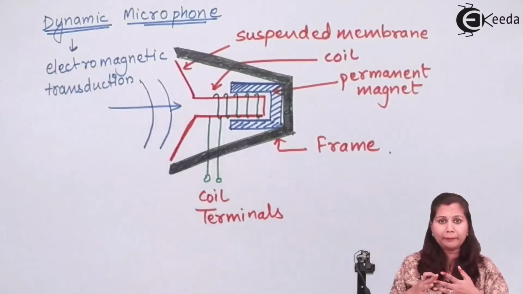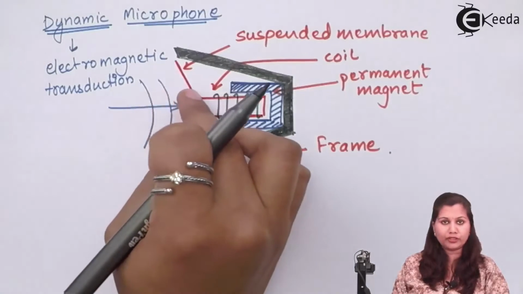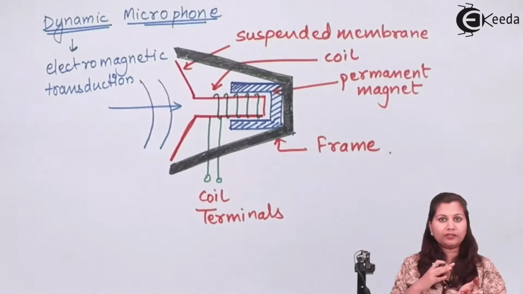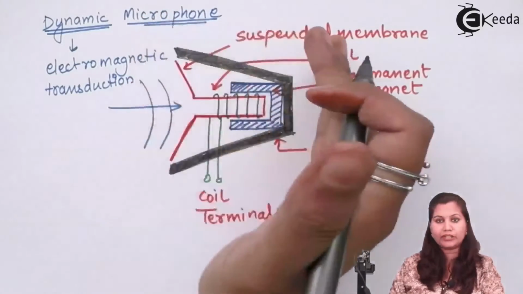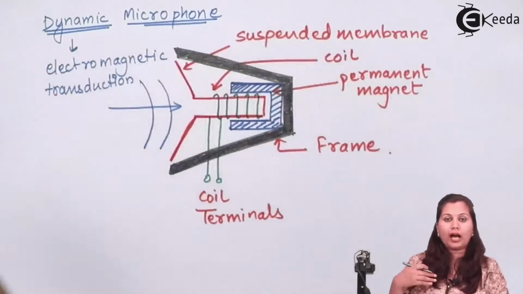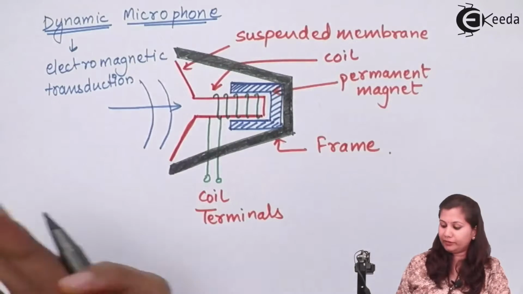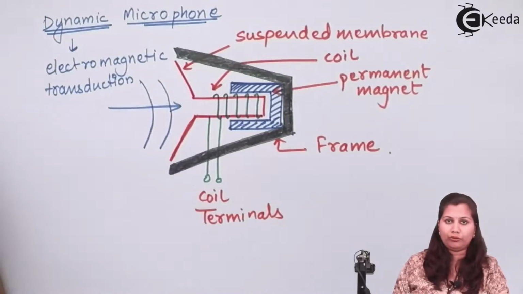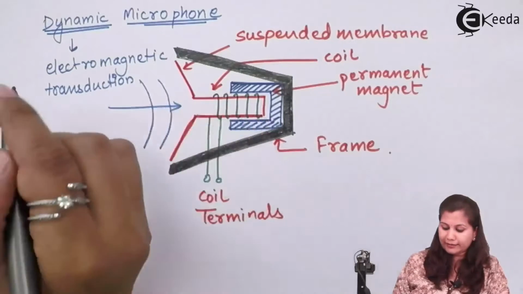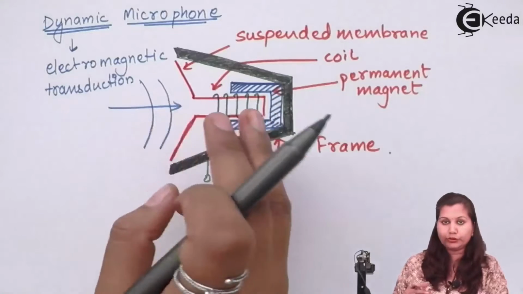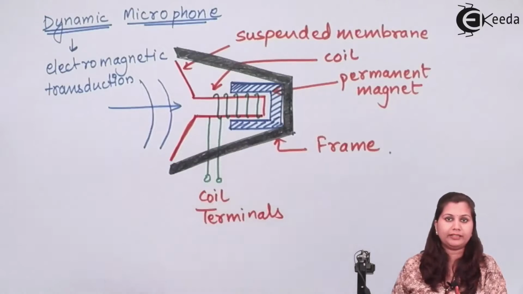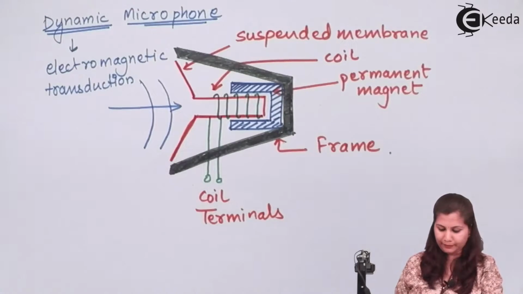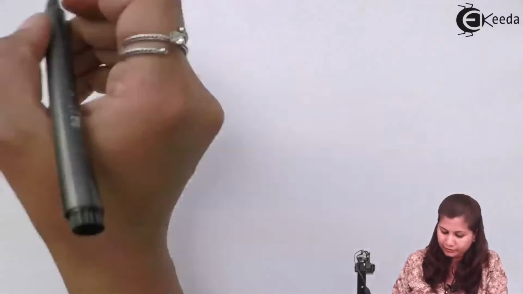Depending upon the pressure of the sound waves, because sound waves are converted into pressure waves and pressure is applied on the coil, and the coil moves in the magnetic field, the output voltage generated will be proportional to the sound waves. That is electromagnetic induction: due to the change in the magnetic field, the output voltage generated changes. So let's see its working.